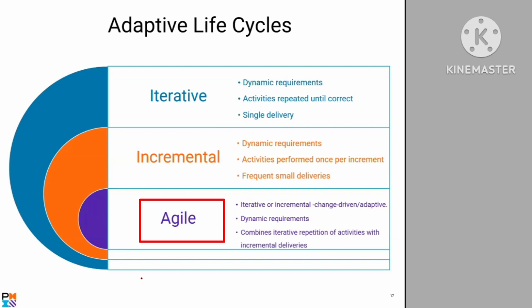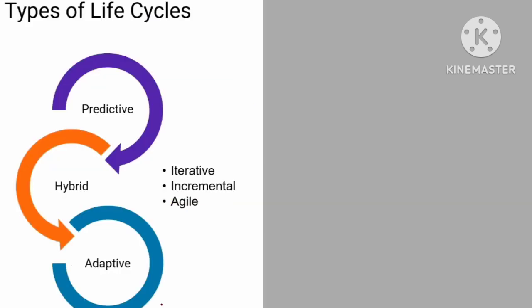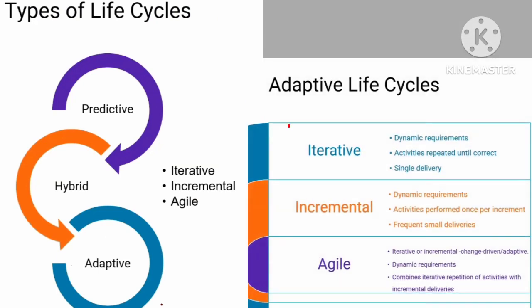So we have seen here that the types of life cycles are three: predictive life cycle, hybrid life cycle, and adaptive life cycle. So what is the hybrid life cycle? It is a mixture of predictive life cycle and adaptive life cycle. And the adaptive life cycle is divided into three categories, that is iterative, incremental, and agile.